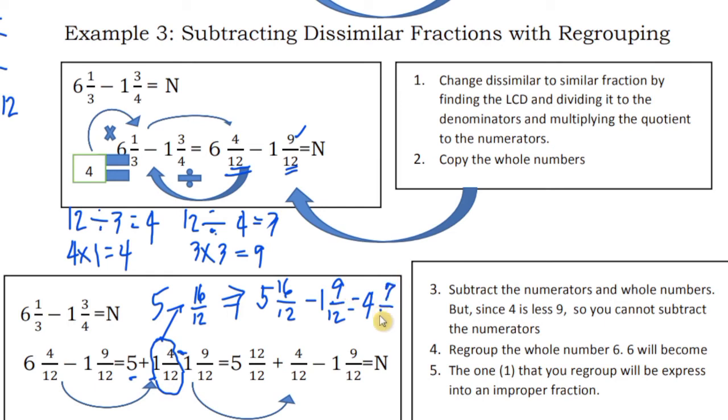Then copy the denominator. Why do we use this process? Because from the previous one we have 4 and 9. Since 4 is less than 9, you cannot go further with the subtraction. The number in the minuend part must be greater than the subtrahend part. So that is why we do further process here. So we now have the answer as 4 and 7/12.